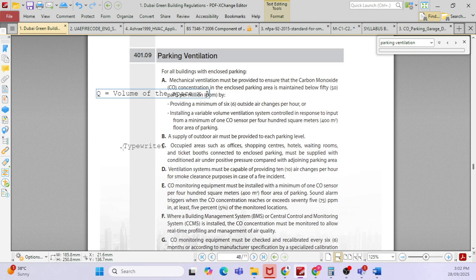Multiplied by ACH. Okay, so this is the formula basically, right? Now, what is the volume of the space?